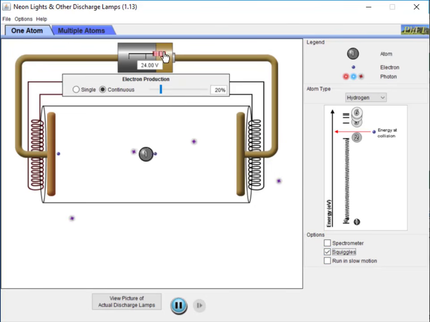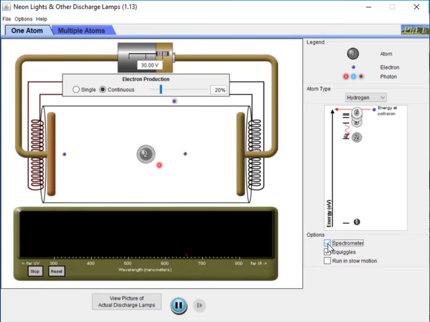Let's max out the voltage so that we can be sure to excite the electrons to any of the energy levels. Let's also add in the spectrometer. This will tally the photons that are coming off the atom. You are encouraged to pause the video and answer the first set of questions.